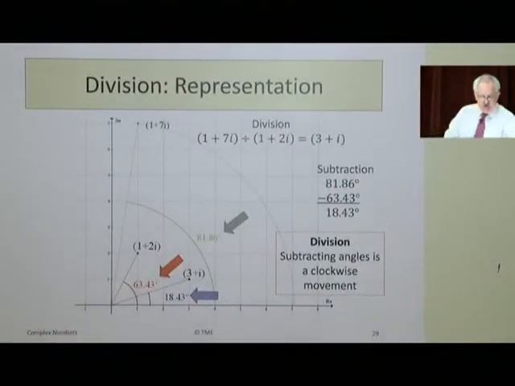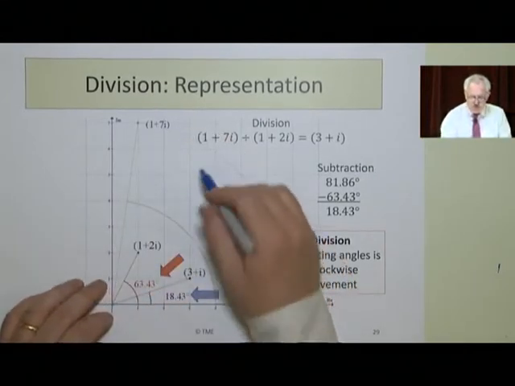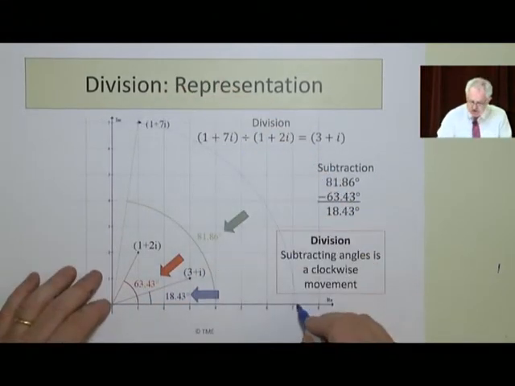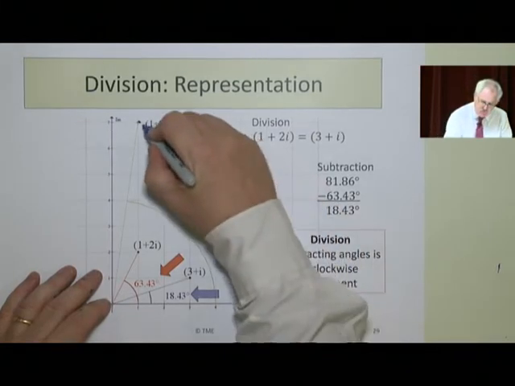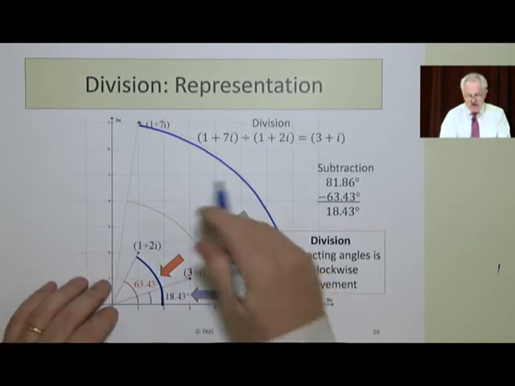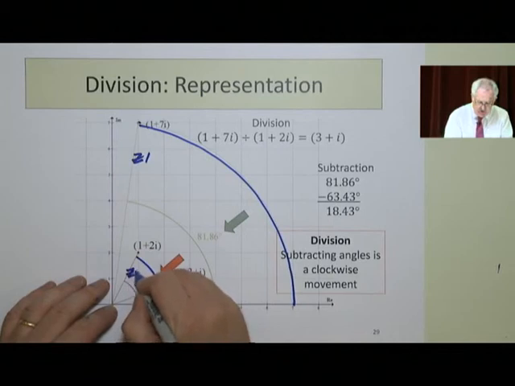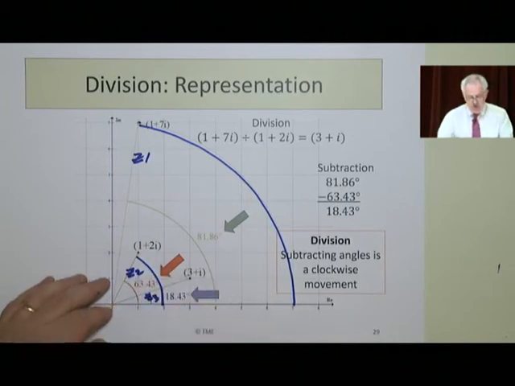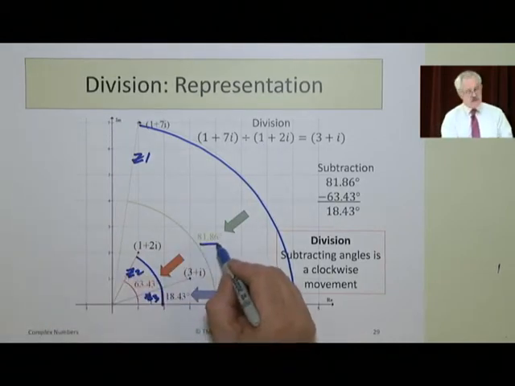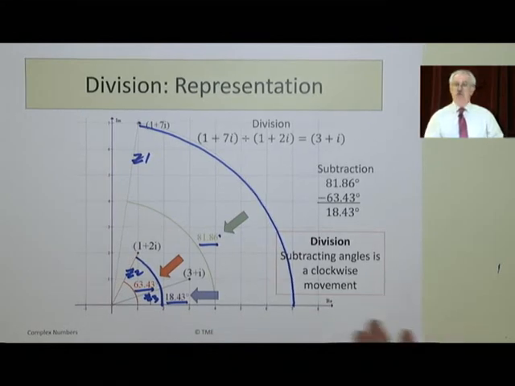So here's an example. And we say, there's 1 plus 7i, which is way over here, a huge angle. 1 plus 2i, this angle here. I divide this one, z1 in this case, by z2 in this case, and I end up here with z3. The angle was 81.86. This angle was 63. I took one from the other. I ended up with 18.43. So that's how that works.